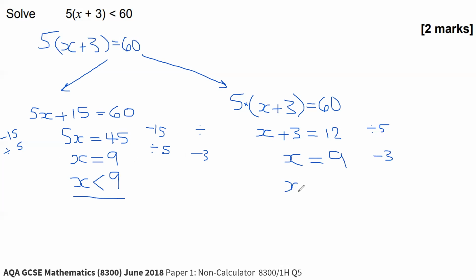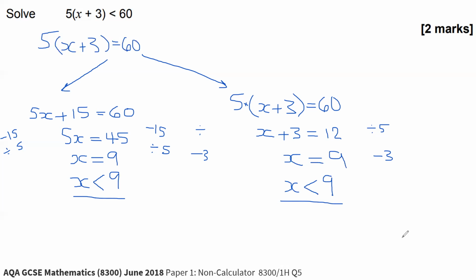And again, we can just substitute back in the inequality sign and we get the same answer: x is less than 9. Both of these methods are perfectly reasonable, perfectly good ways of doing this question. It just depends which method you favour, and it really doesn't make any difference.